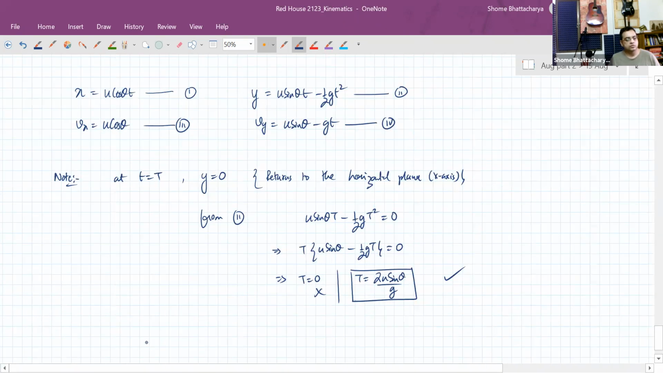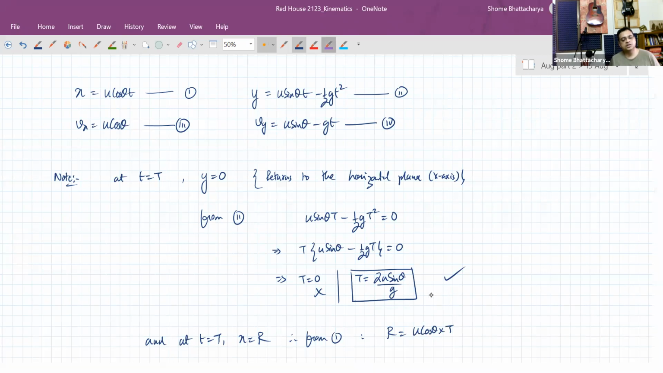Okay. Now, again, we can see that at that time only, the x coordinate is equal to the horizontal range. So therefore, from equation 1, you can see that the range is equal to u cos theta multiplied by capital T. Now we'll substitute this capital T here. That will give us the range.